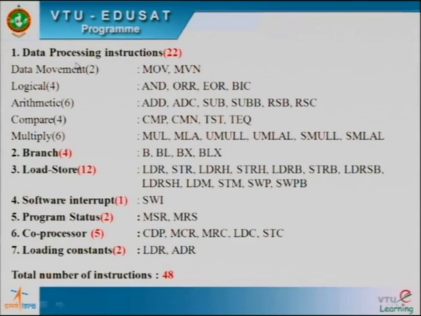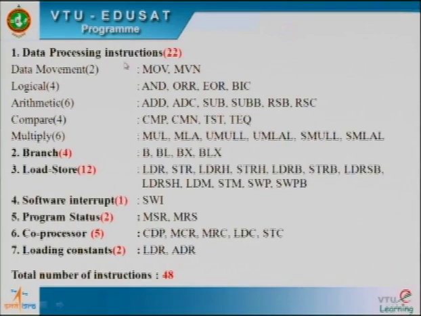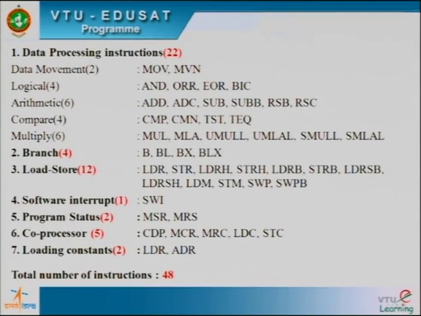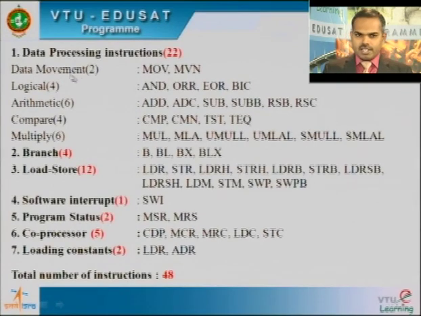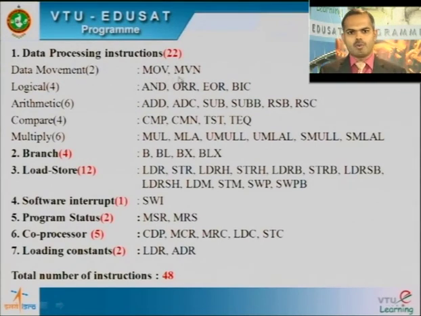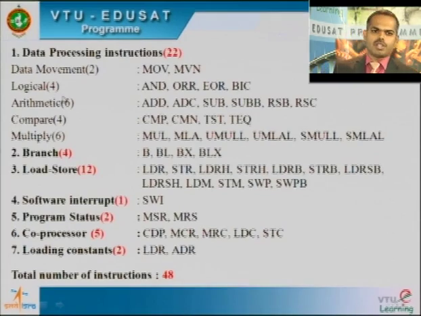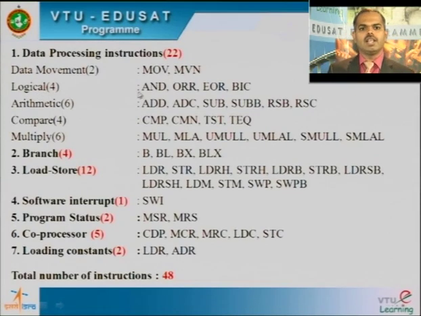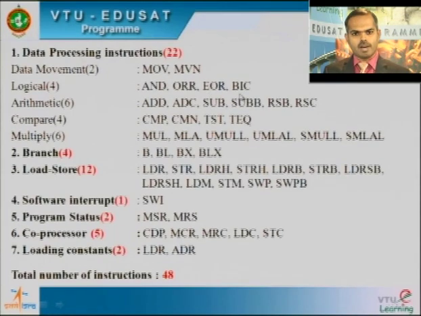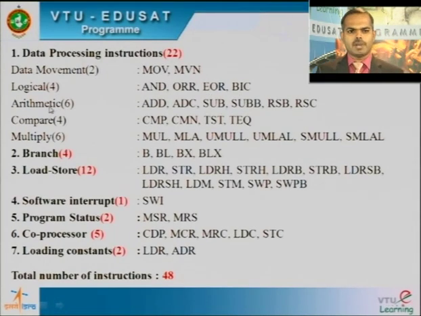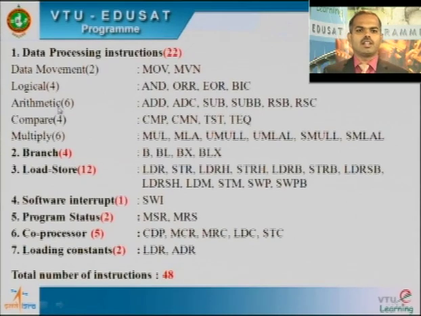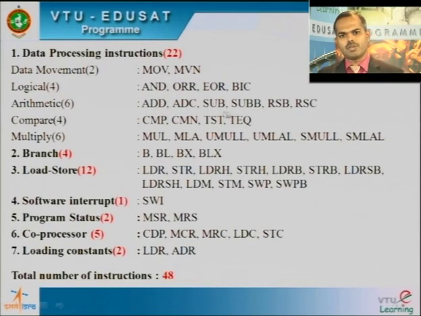In that we have studied 7 different classifications of instructions. First, data processing instructions: there are 22 data processing instructions that we have studied. Data movement instructions: there are 2 that we have studied, MOV and MVN. There are 4 logical instructions, AND, ORR, EOR and BIC. There are 6 arithmetic instructions, ADD, ADC, SUB, SBC, RSB and RSC.